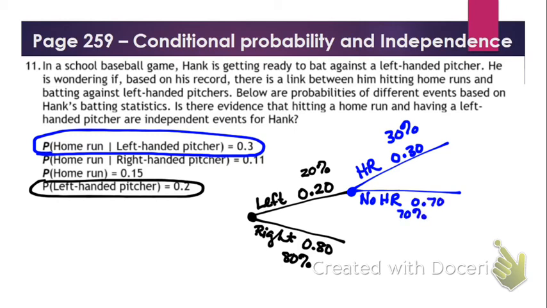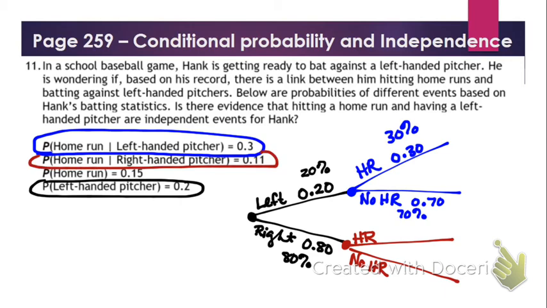Okay, Hank is standing in front of a right-handed pitcher. One of two things happens again. He either hits a home run or he doesn't. If he got a right-handed pitcher, what's the chance that he hit a home run? 11%. So what's the chance he didn't hit a home run? 89%.